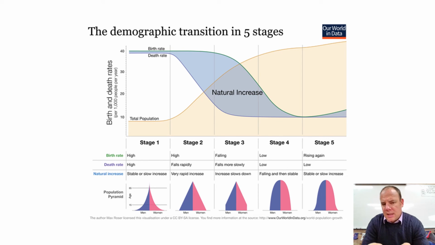Then countries enter that stage 3, and this is where we start getting the population explosion. This is around the 1900s. In the 1900s, we go from 1 billion to about 2 billion in about 100 years. So the rate of change is pretty quick. So we're having this big increase in population. Birth rates, what we start seeing is a fall. Death rates are falling but slowly, and we see that natural increase increasing.